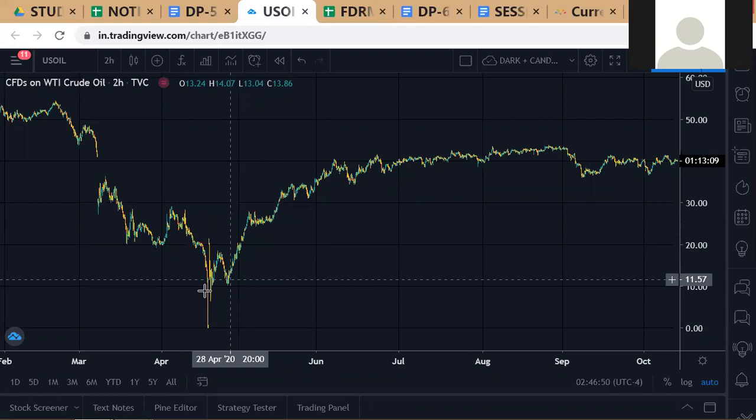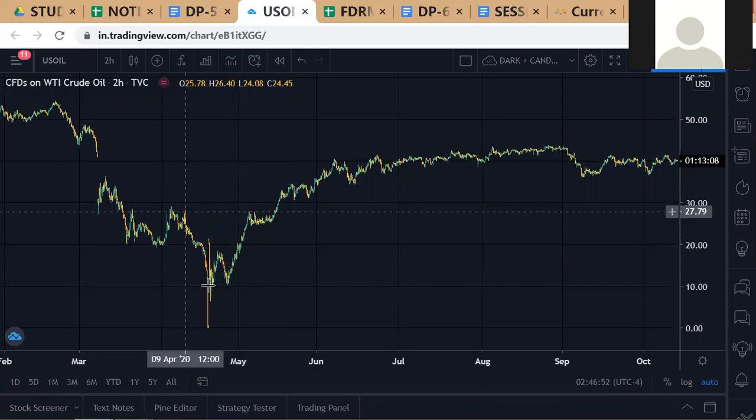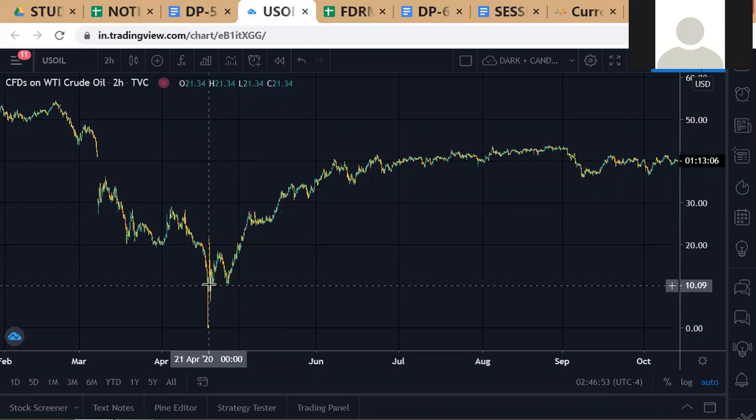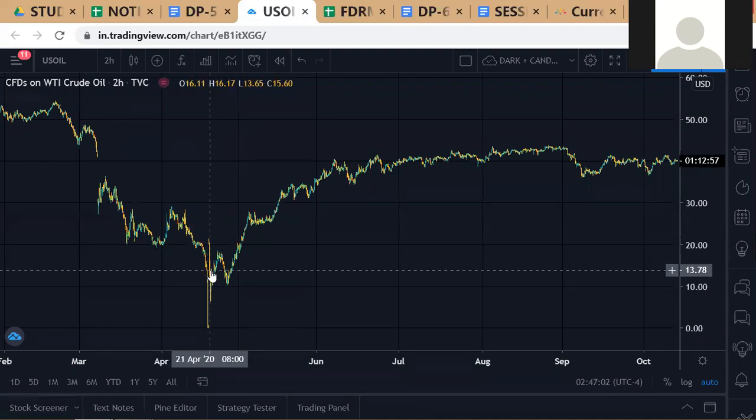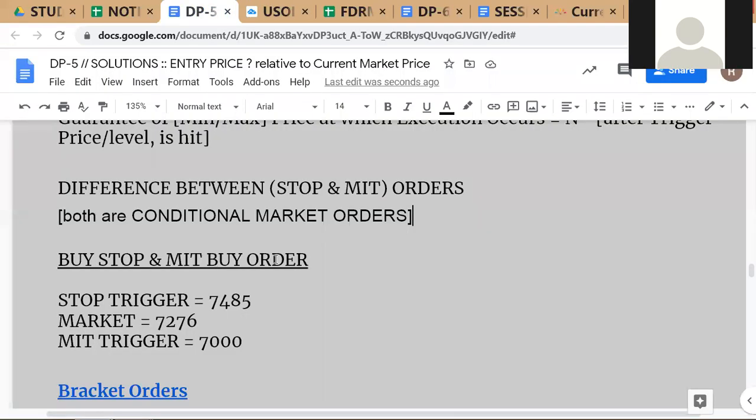And MIT also is a conditional buy order. It waits for the condition, that is hitting $10, to be satisfied. Once it is satisfied, it will immediately transmit a market buy order. So both are conditional market orders. I'm giving you the example with respect to buy, but it can be sell also. You can replace this with sell. So both are conditional market orders, but what is the difference?